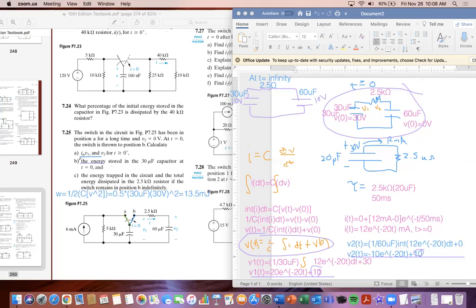So that's what we notice. The energy trapped in the circuit is going to be the energy trapped in both of these capacitors. So what I'm going to do is the work in capacitor 1 plus the work by capacitor 2, which is going to be the total energy trapped in the circuit, because energy is trapped in a capacitor or inductive element.